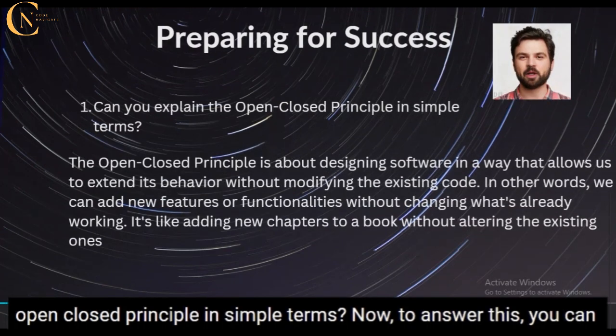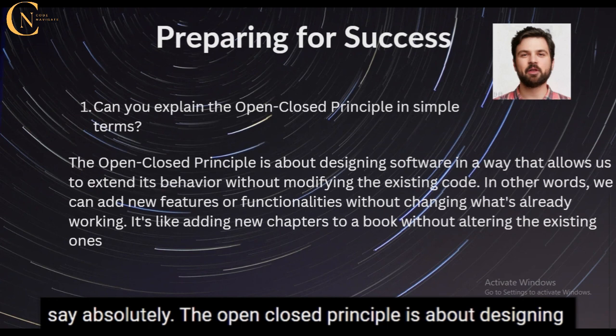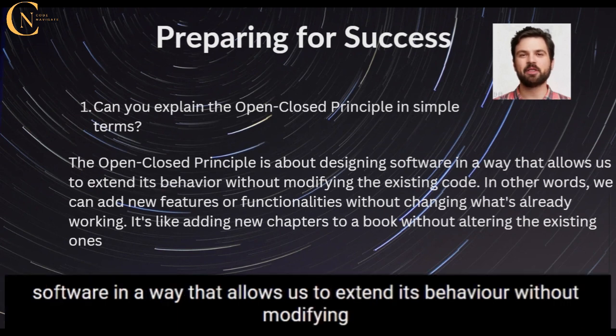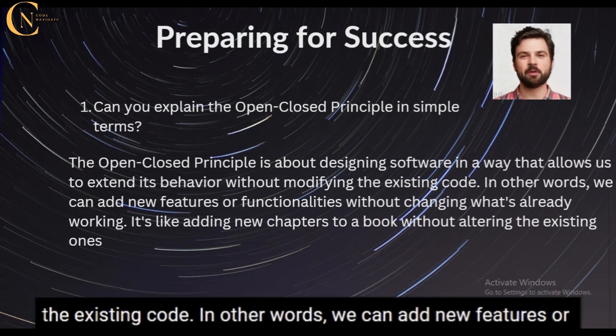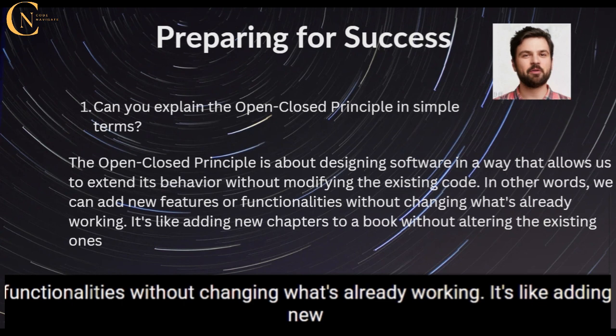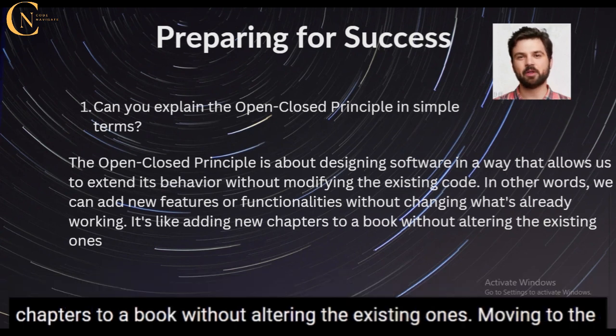Can you explain the open-closed principle in simple terms? Now, to answer this, you can say, absolutely. The open-closed principle is about designing software in a way that allows us to extend its behavior without modifying the existing code. In other words, we can add new features or functionalities without changing what's already working. It's like adding new chapters to a book without altering the existing ones.